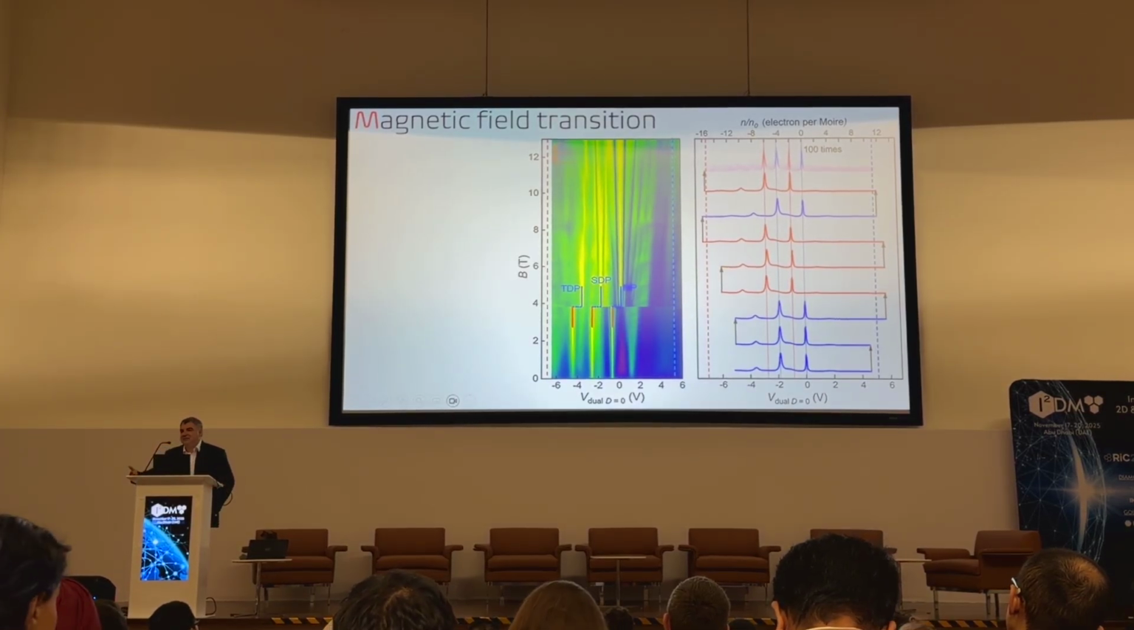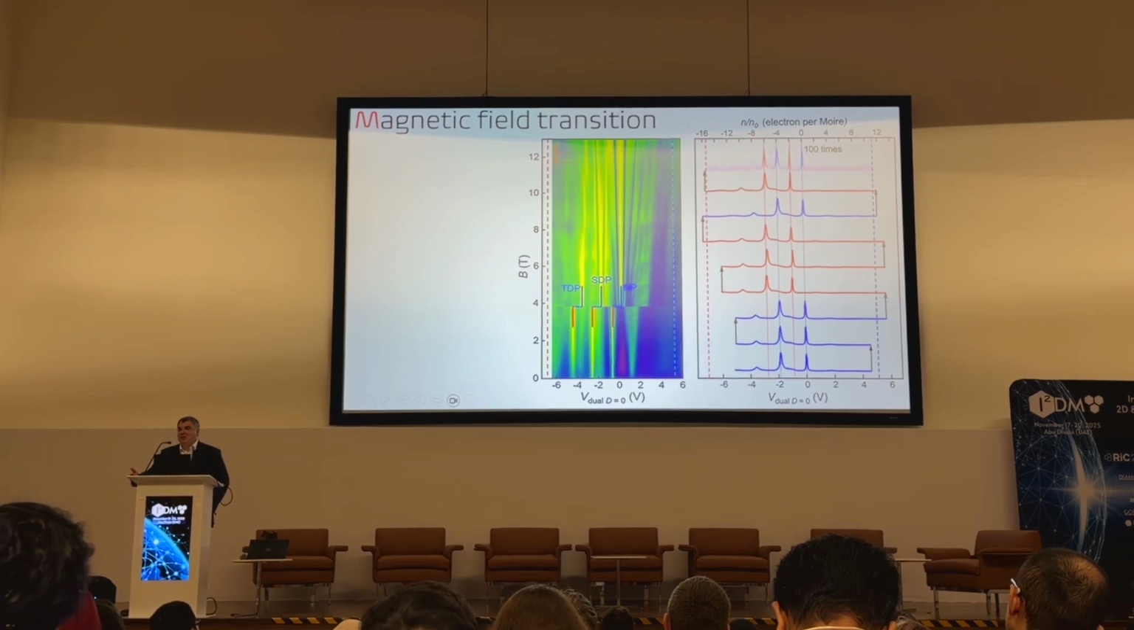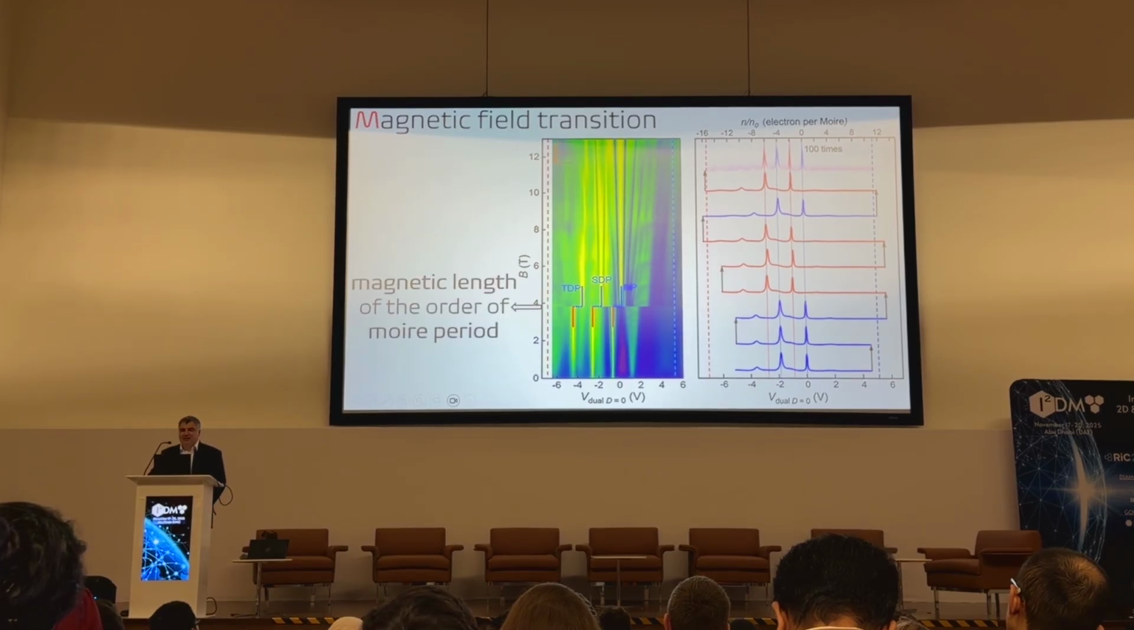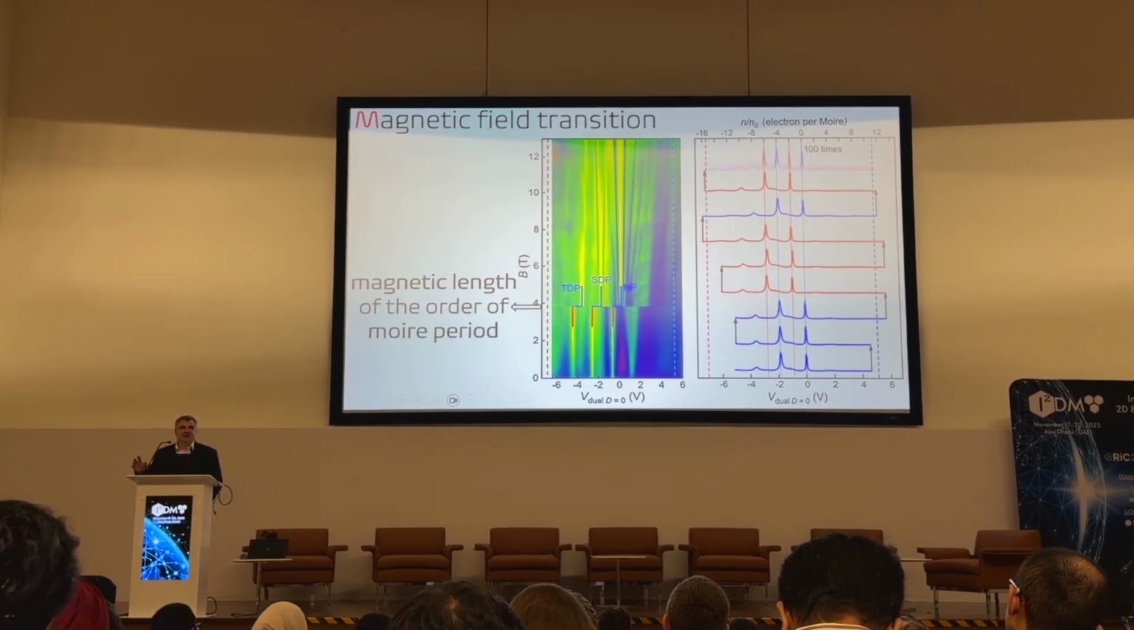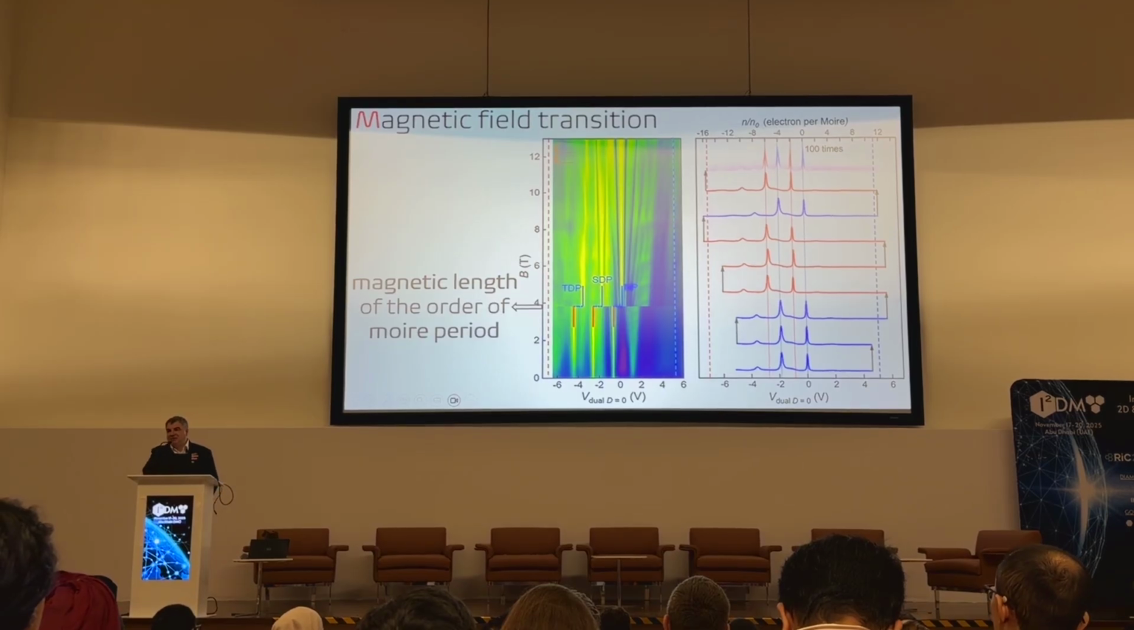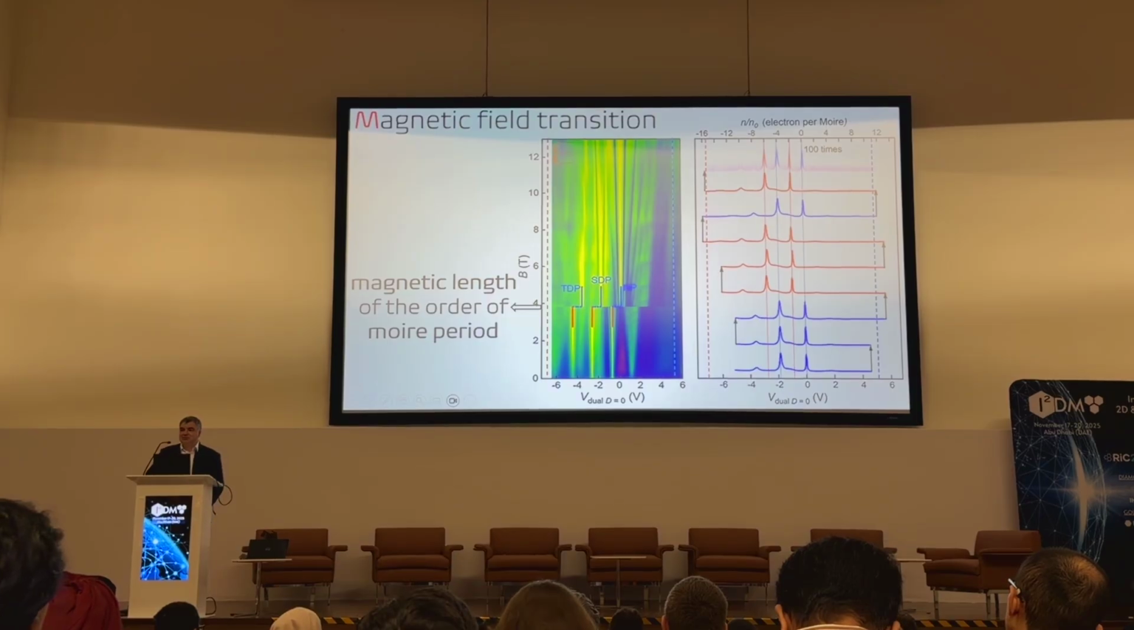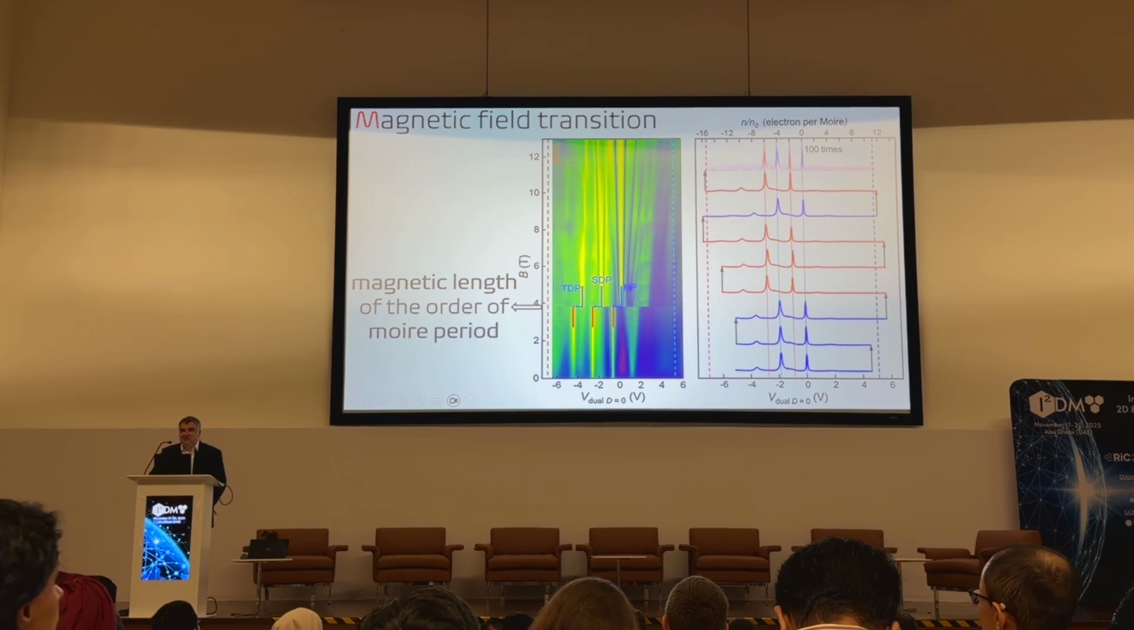How the magnetic field influences this behavior, we really don't understand. The only clue I can give you here is that when this phase transition is triggered, the magnetic length is somehow becoming of the order of the Moiré pattern. So it's roughly 4 Tesla. 4 Tesla is what, 12 nanometers, right? So that's becoming comparable, but it's still very puzzling, and it's still something which we don't understand.